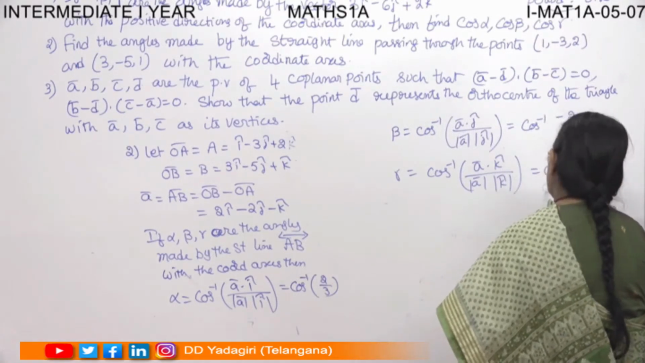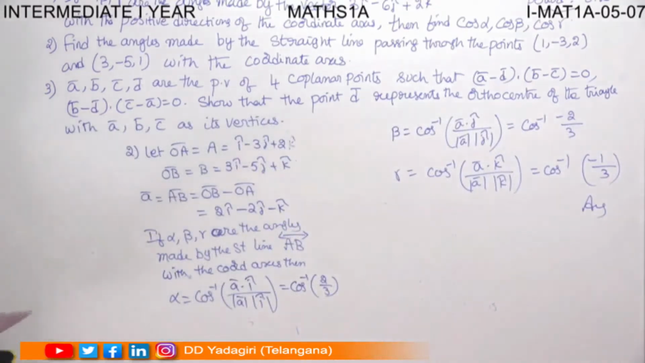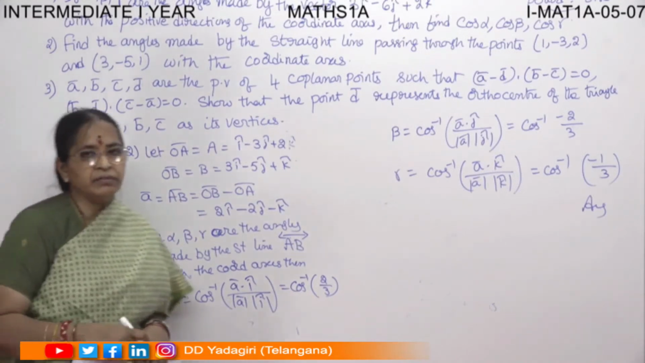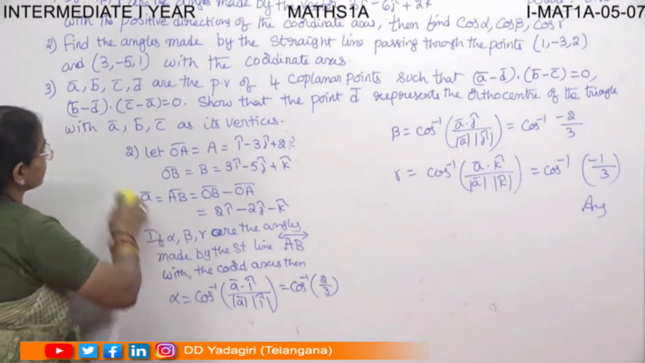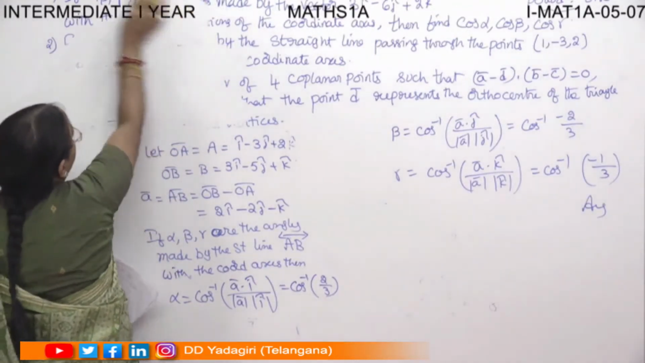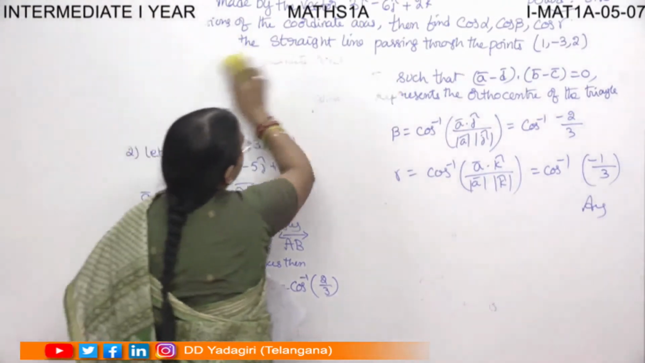So these are the angles. The angles alpha, beta, gamma are given by these 3 values. That's all, so that is the answer. With this we completed the scalar product between 2 vectors. Now we'll learn about vector product, the vector product between 2 vectors.